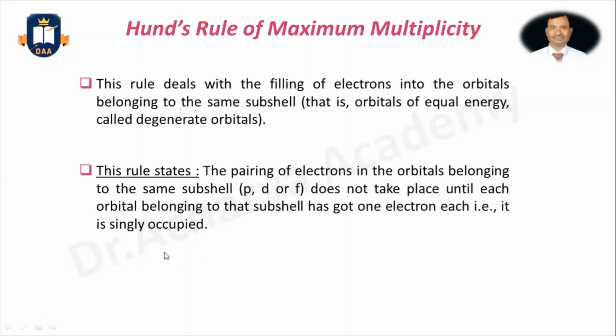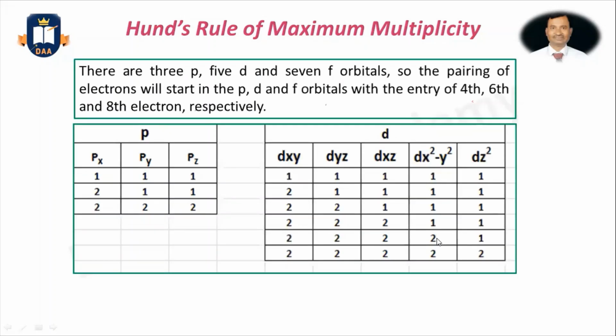That means each orbital will first be singly occupied by electrons, and only after that will it be paired with another electron. So I'll describe this with this figure.